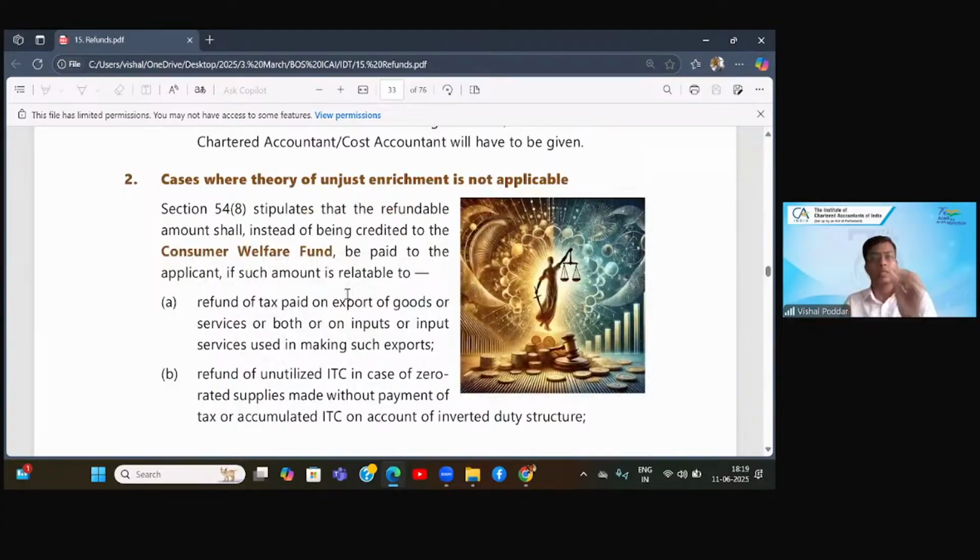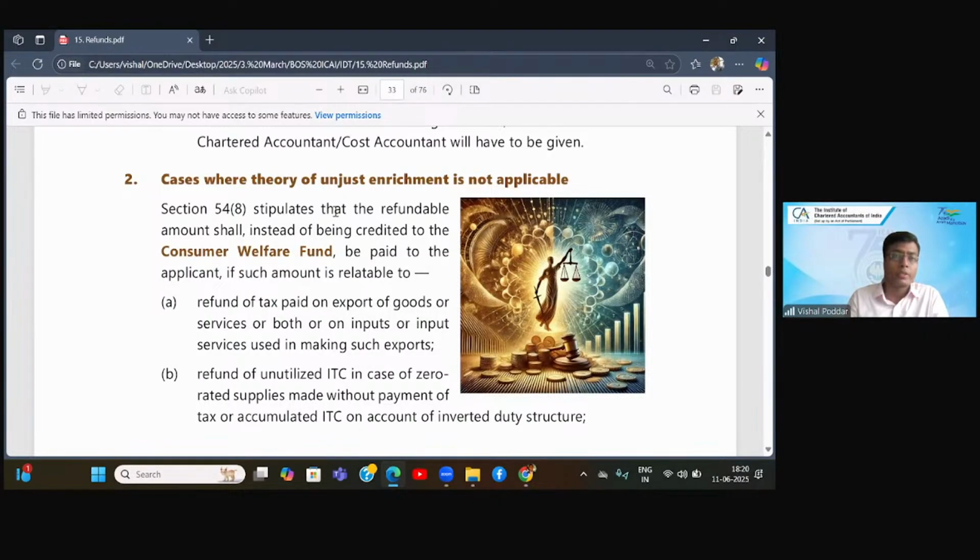Now, this is the point which you should again learn, remember for your exams. You'll get this question. Cases where theory of unjust enrichment is not applicable, you can get the question like this. What are the cases where theory of unjust enrichment is not applicable? Or the question could be like this. Now, I'm reading this sentence, then I'll give you the question.